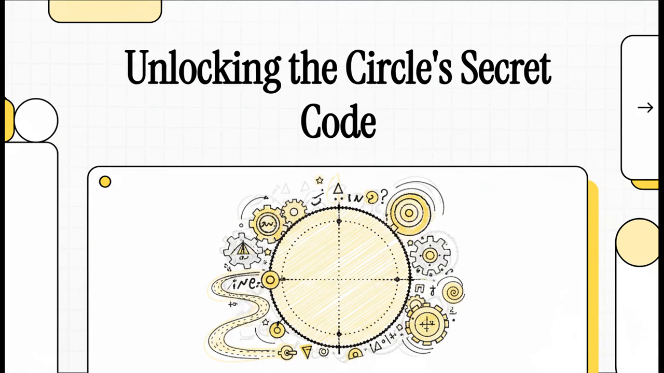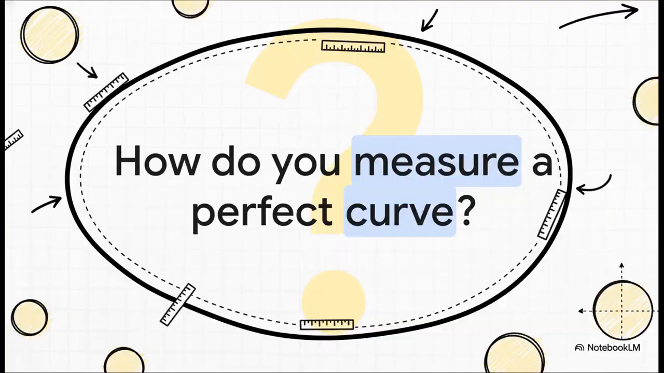Hey everyone, and welcome. Today we're diving into a really cool mathematical mystery that's been hiding in plain sight, inside one of the most common shapes we know, the circle. It turns out there's a secret code, and we're going to unlock it together. So let's start with what seems like a simple question.